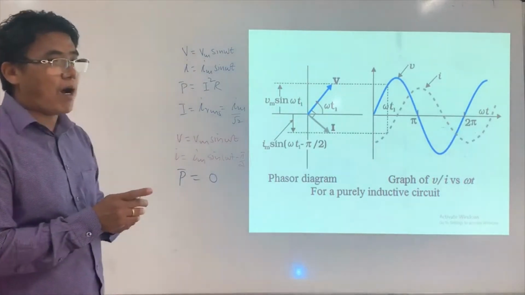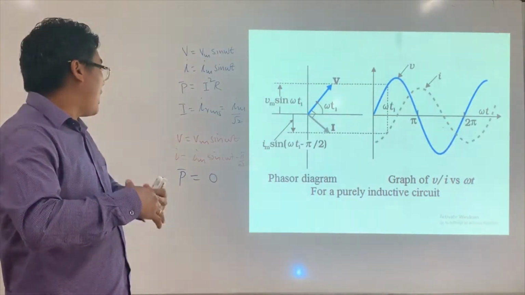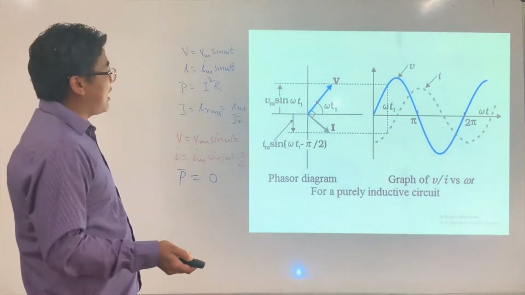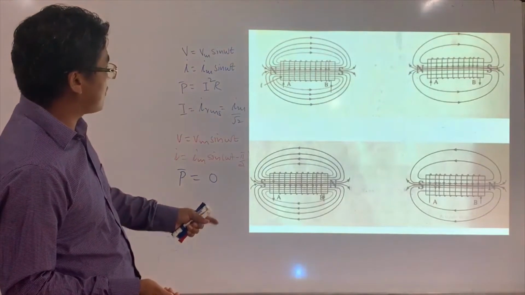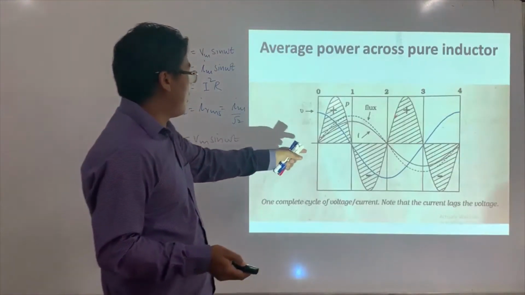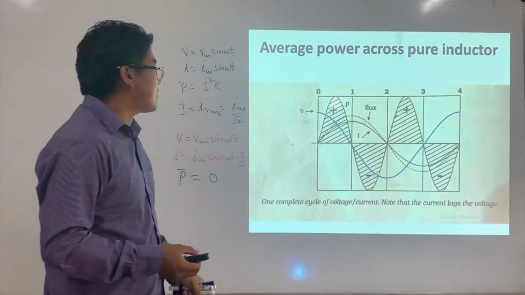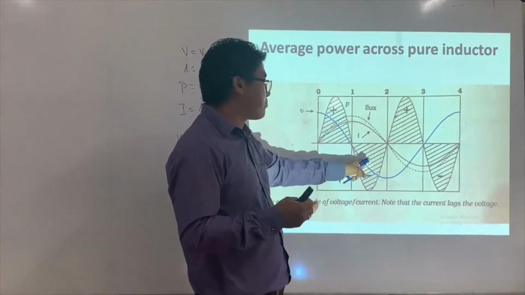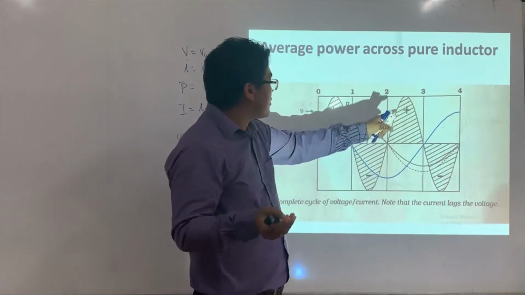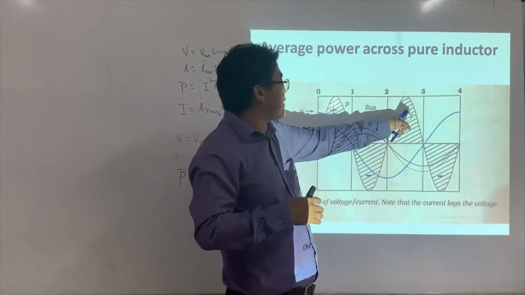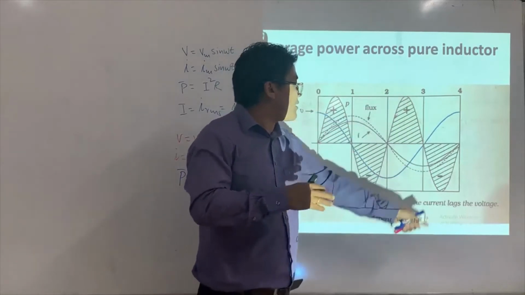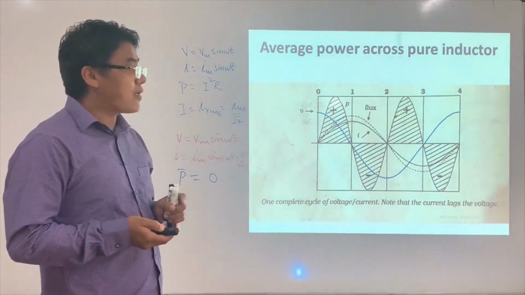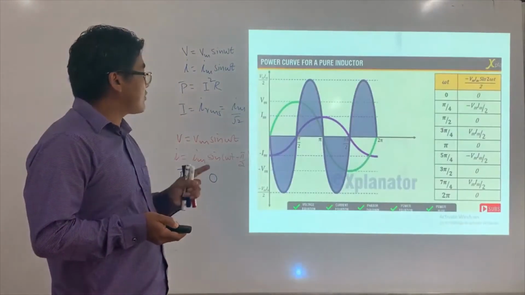So there is no power dissipation in a cycle. We talk about a cycle, since it is alternating current. This is the voltage. This is power supplied to an inductor, and this is power returned back to the source. In a cycle, the total power is going to be zero. So this is what we have.